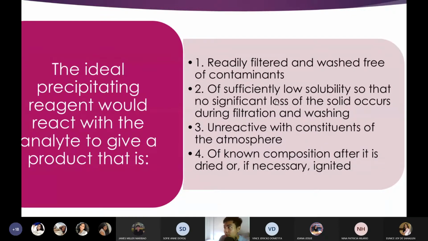Okay? Number 2, of sufficiently low solubility so that no significant loss of the solid occurs during filtration and washing. Why do we need to consider solubility? Our precipitates are sparingly soluble, no? The term sparingly soluble means they are still soluble, however, to a little extent. Only a small extent of them will dissociate. Okay? Our precipitates each have a different equilibrium solubility product. We'll discuss that in the next chapter.